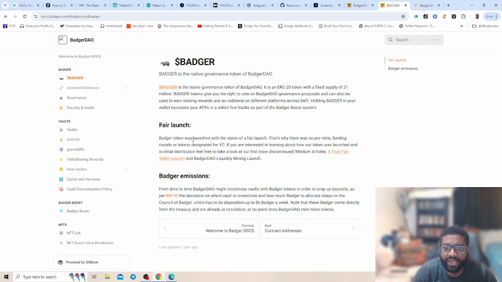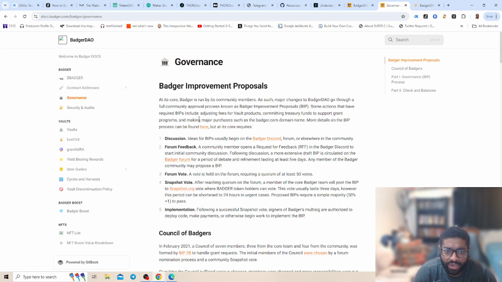The Badger token was launched with the vision of a fair launch. That's why there's no pre-mine, funding rounds, or tokens designated for VCs. If you're interested in learning how the token was launched and its initial distribution, feel free to take a look at our first, now discontinued, article, A Truly Fair Token Launch. So that's something you might get interested in. Let's look into some of the governance.